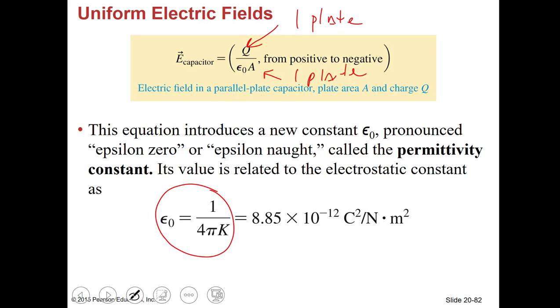It's just a new constant, so you don't have to write 1 over 4 pi k every time. Actually, the electric field would be 4 pi k Q over A. So this is a little bit smaller. But this is the relationship between epsilon naught and k. So 8.85 times 10 to the minus 12. If you want to check that out, you could put in k, and you'd see that you get 8.85 times 10 to the minus 12 coulomb squared per newton meter squared.